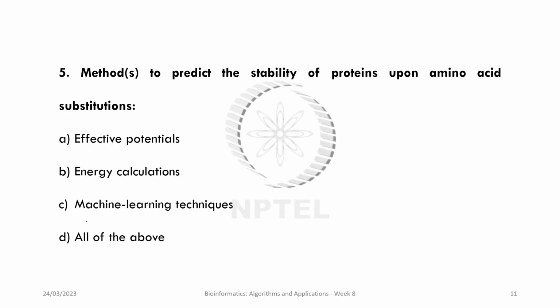Question 5. Methods to predict the stability of proteins upon amino acid substitutions. So what are the options you have? A. Effective potentials. B. Energy calculations. C. Machine learning techniques. And D. All of the above.